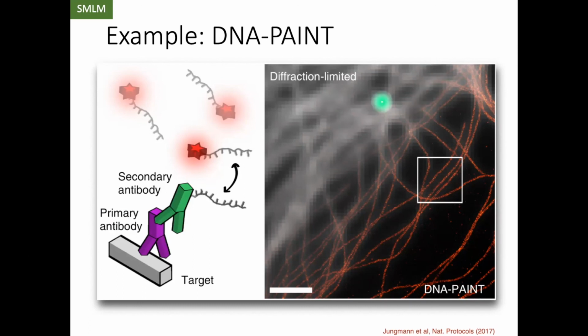So for example, here we have some fibers. Here you see the diffraction limited image. And in this case, on top of these fibers, there is an antibody that binds to a strand of DNA with a fluorophore. And this fluorophore only becomes really fluorescent when it's in proximity of this antibody. So only when it binds, it becomes fluorescent, then it unbinds, you don't see it anymore. And then we collect for a long time, we can actually see these much higher resolution fibers in the image.